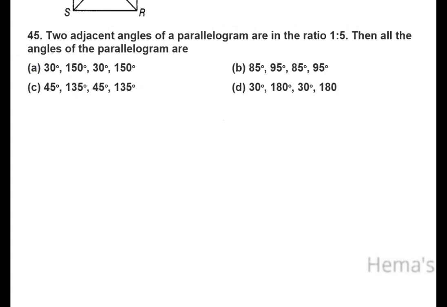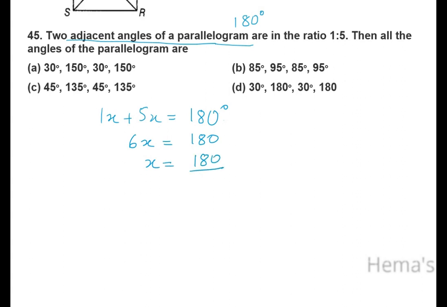Question 45. Two adjacent angles of a parallelogram are in the ratio 1 is to 5. Then all the angles of the parallelogram are. We know that the sum of the adjacent angles of a parallelogram is equal to 180 degrees. Therefore, 1x plus 5x is equal to 180 degrees. 6x is equal to 180 degrees. x is equal to 180 divided by 6, which is equal to 30 degrees.